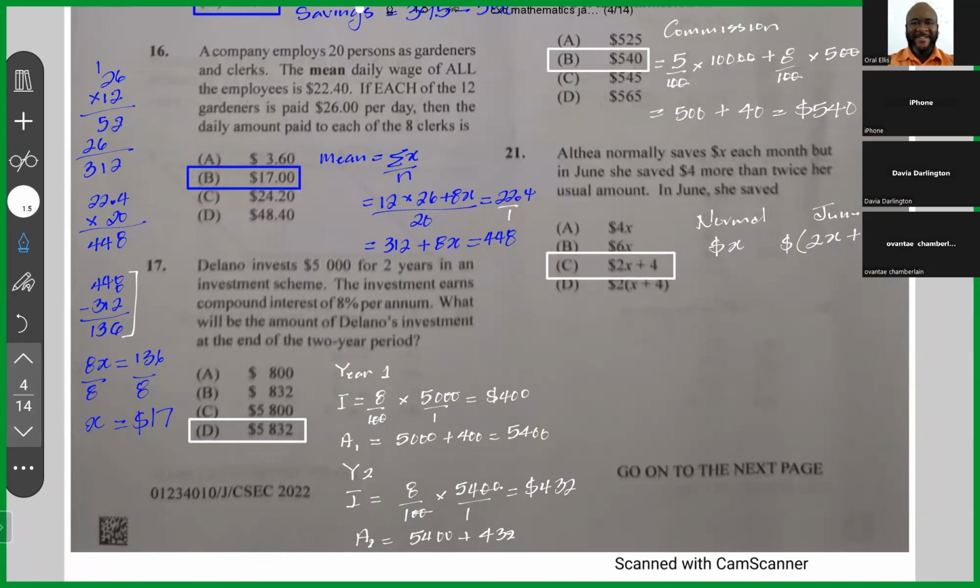Question 21. So 17 is one to look out for to ensure that you don't get it wrong. Go back over it, look at the way I did it to ensure you understand it.